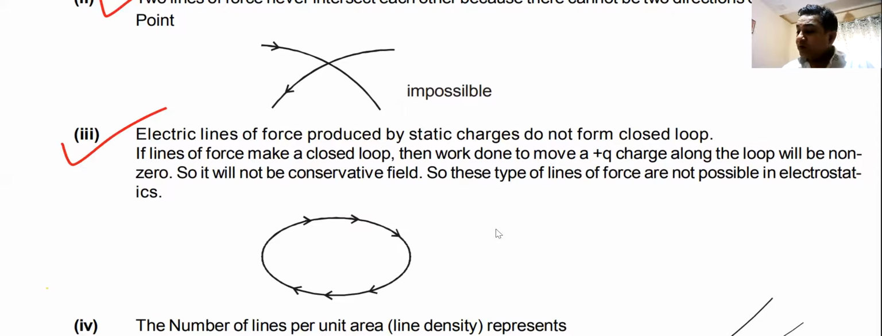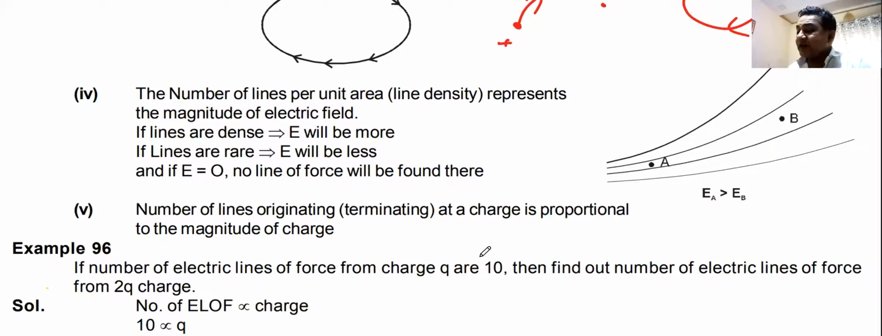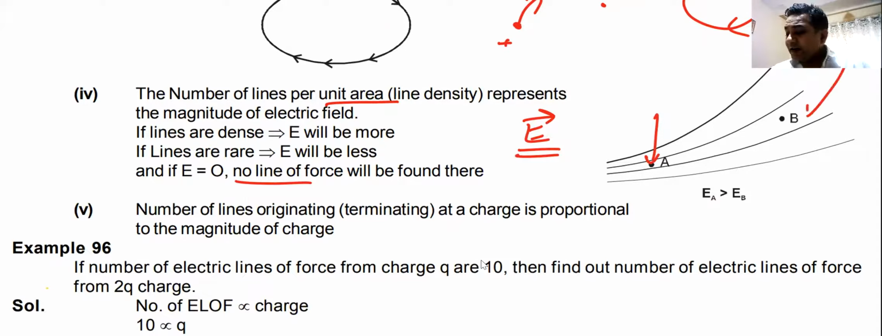They are open loops. They do not form a closed loop. They start from a positive charge and end on a negative charge. They cannot be a closed loop like this. Do we understand this? The number of electric field lines per unit area is proportional to electric field intensity E. More field lines means more electric field. Fewer electric field lines means less electric field.